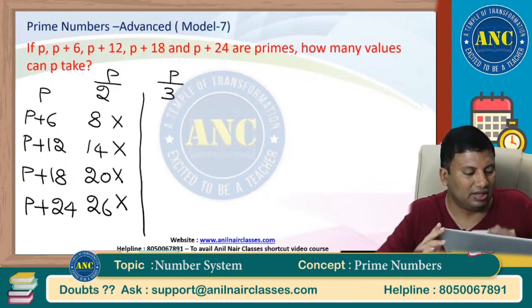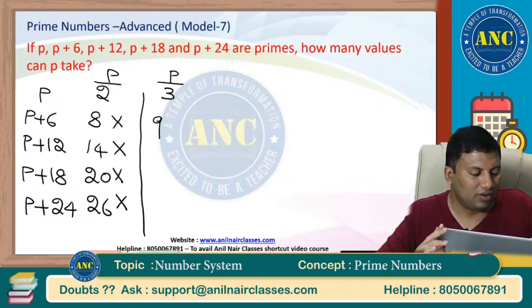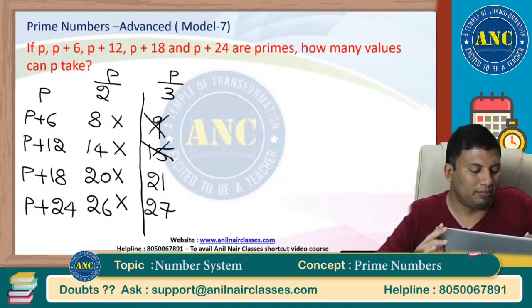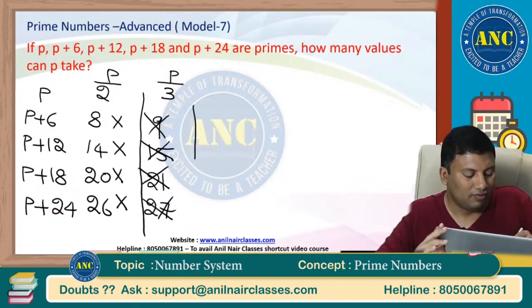If it is 3, 3 plus 6 is 9, 3 plus 12 is 15, 3 plus 18 is 21, 3 plus 24 is 27. All are divisible by 3. So this also will not work.